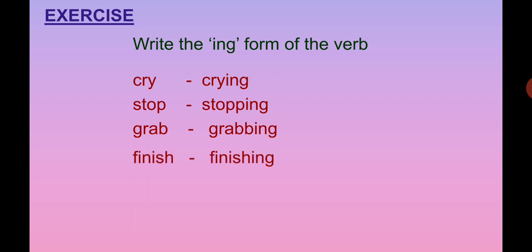Finish, finishing. In a simple way we add ing and make them in a present continuous form. Dance, dancing. Here the last letter is E. Then what can we do? What is the rule? Yes, we remove E and add ing. So dancing.